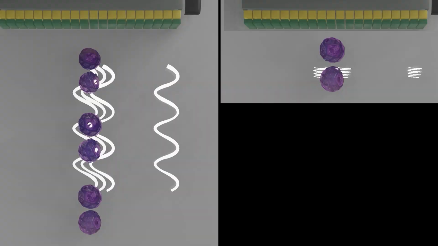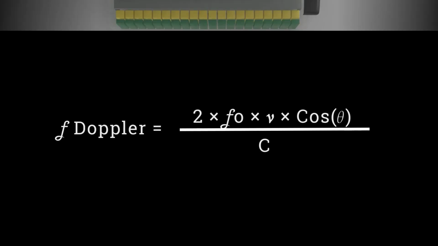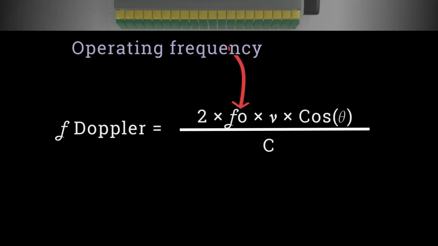The Doppler shift is the difference between the emitted and received pulses. The difference in frequencies is known as the Doppler shift frequency. It is impossible not to go over the Doppler shift frequency equation, and it is as follows. Doppler shift frequency is equal to 2 times the operating frequency times the velocity of the reflector times cosine of the angle over the speed of sound.